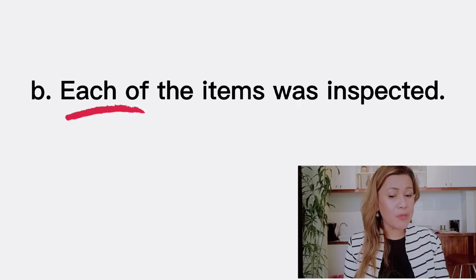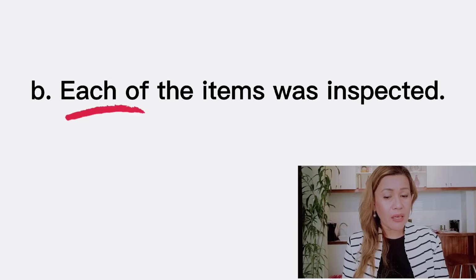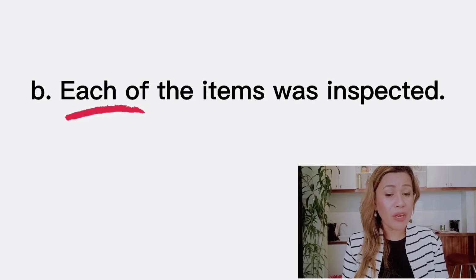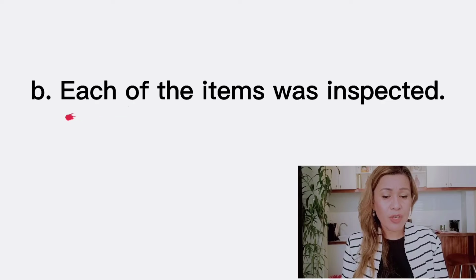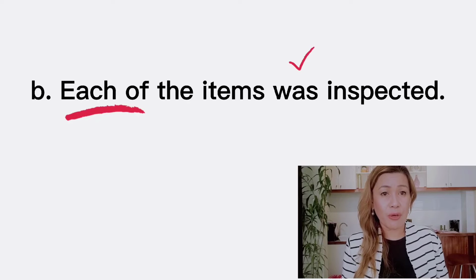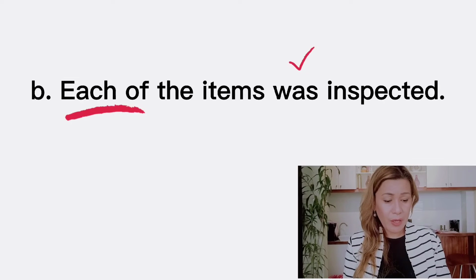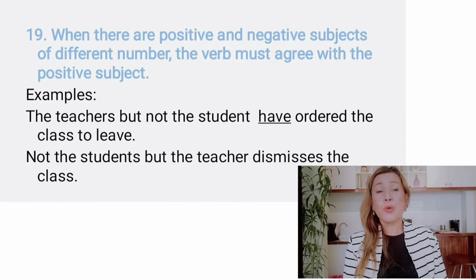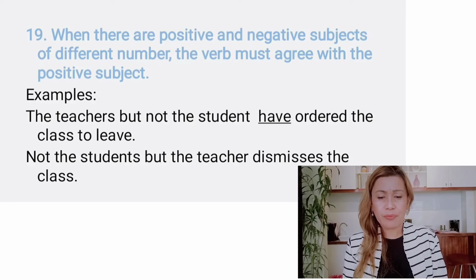Now, this can be confusing because if you have, like in example 2, you might confuse items, the word items, as your subject, when in fact it's not. It's each of, which is an expression, that is your subject, so which is singular, and therefore you have was inspected as your verb. Alright? I hope that's understood. Rule number 19.